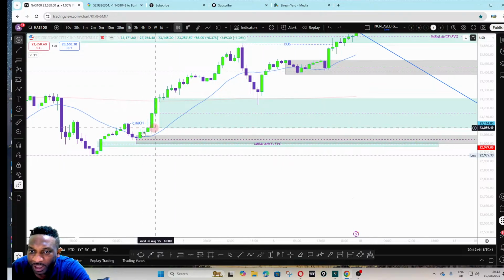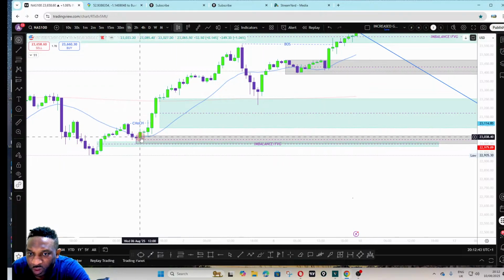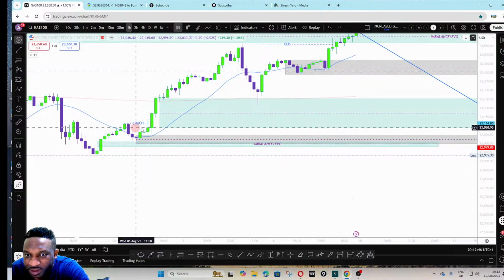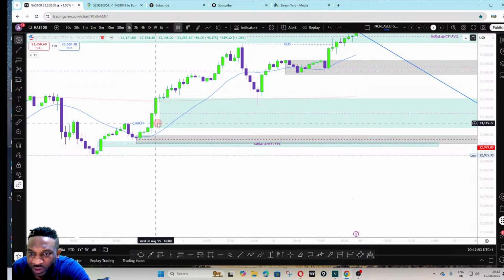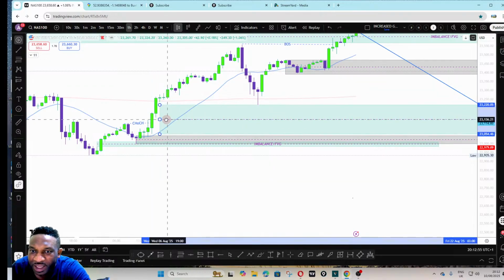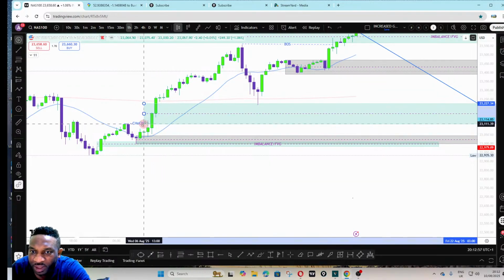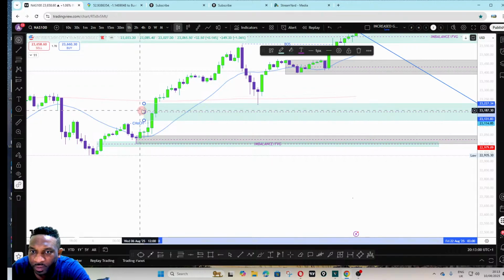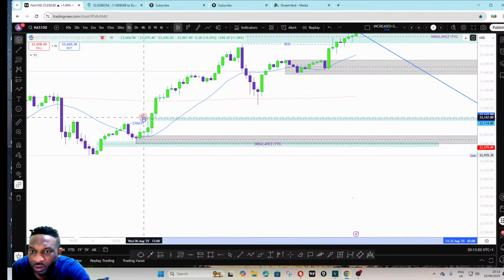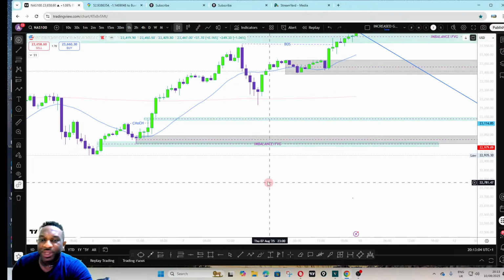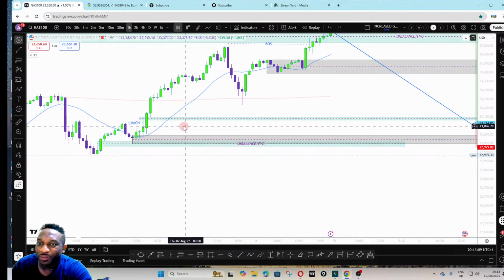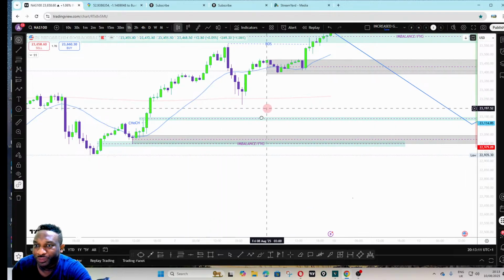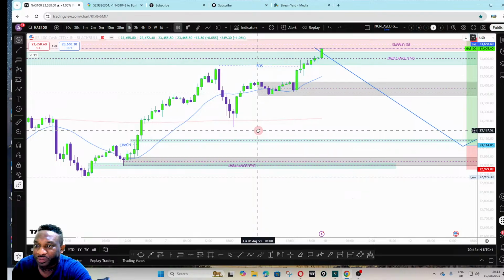Attached to this area, we can see that the high of this candle is here, and the low of the third candle is here. So we have a tiny imbalance area that we can mark on here. It doesn't matter how tiny it is. Once there is an imbalance, price can be drawn to that zone.